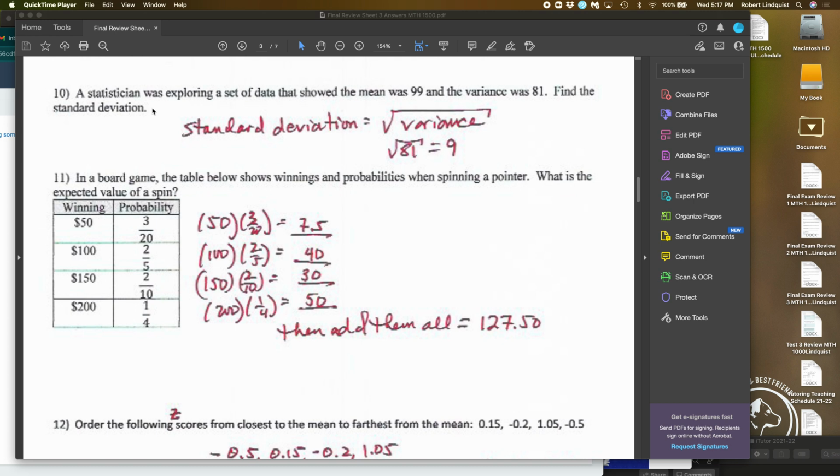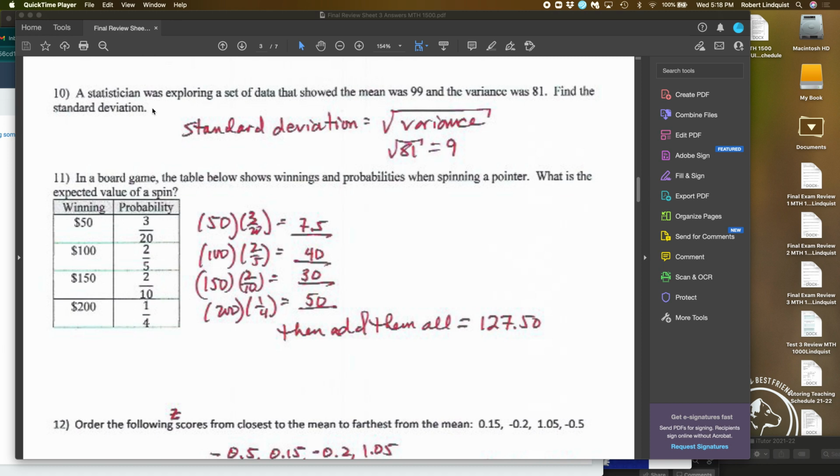Was exploring a set of data that showed the mean was 99 and the variance was 81. Find the standard deviation. Now, what you need to remember about this is the standard deviation is always the square root of the variance. In this case, the square root of 81 is 9.